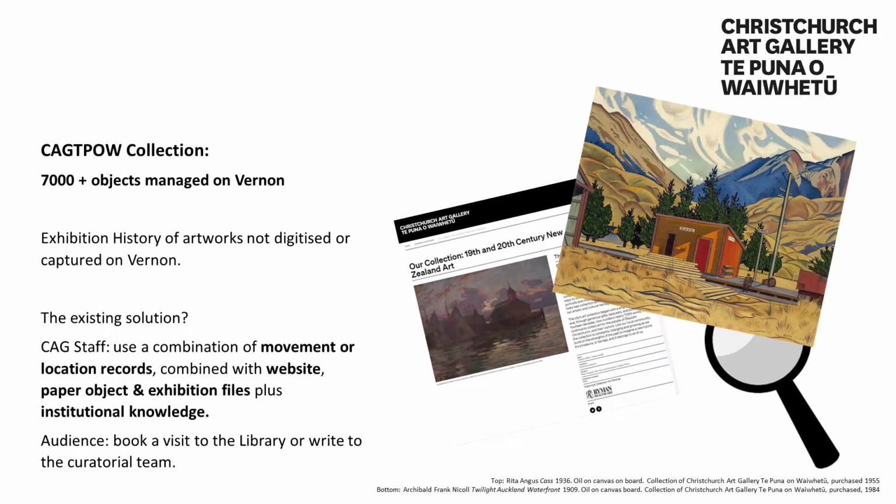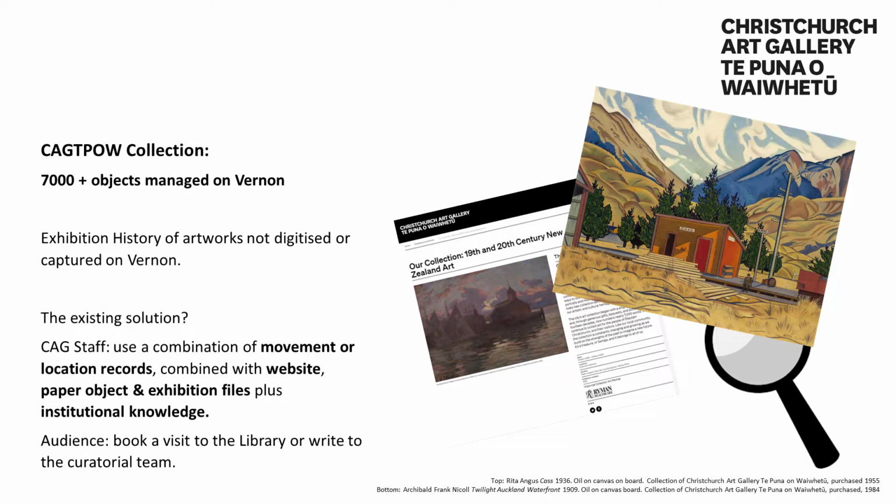So a little bit of background about where we were before we embarked on this project. We have about 7,000 object strong artwork collection which we've managed through Vernon since the late 1990s. And we publish almost all of our collection online from Vernon, using the web messenger functionality, which sends the basic catalogue details and an image through to our website.